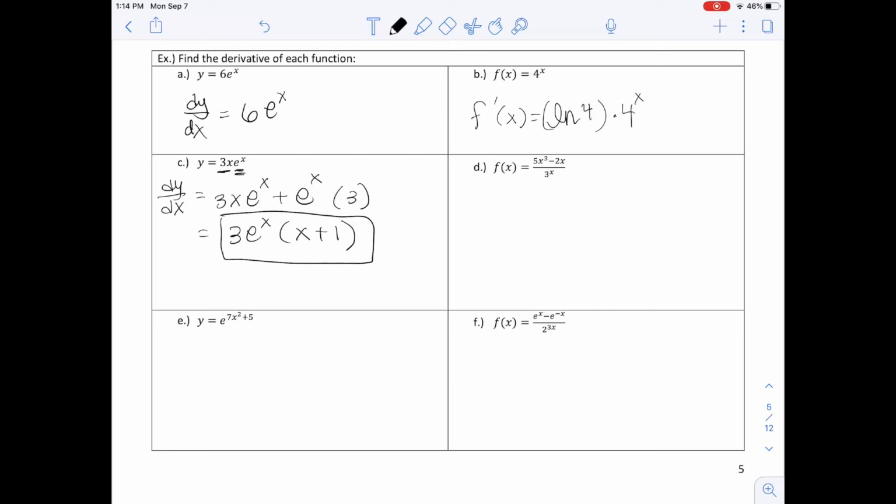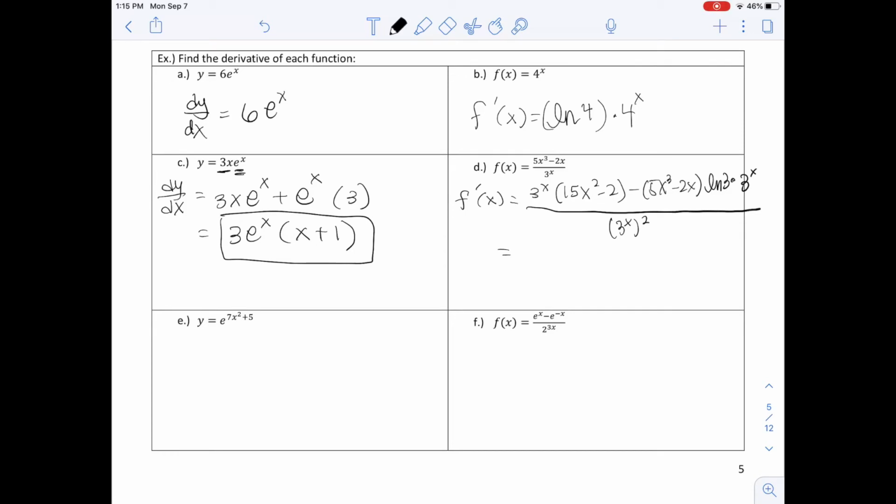Part D. F of x equals 5x to the third minus 2x divided by 3 to the x. So in order to do our derivative here, we are going to have to use the quotient rule. And so the quotient rule says the bottom times the derivative of the top, which is going to be 5x cubed minus 2x. Taking the derivative of that, we get 15x squared minus 2, minus the top, which is 5x cubed minus 2x, times the derivative of the bottom, which is going to become ln of 3 times 3 to the x, all divided by the denominator squared.